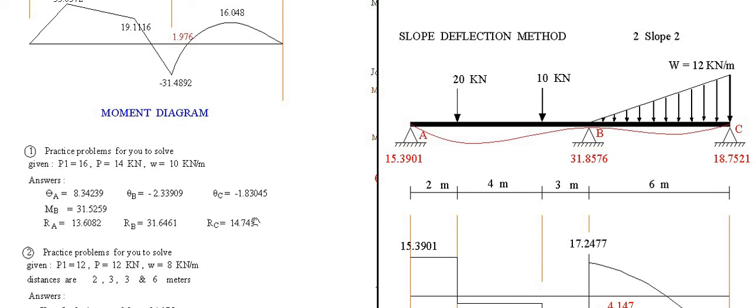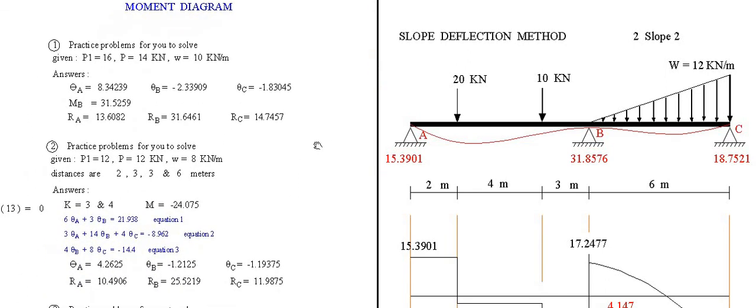Then the moment at B is 31.5259. Check whether this is really positive or negative, but the numerical value is 31.5259. Check whether this is positive or negative. Then RA is 13, RB is 31, then RC is 14.